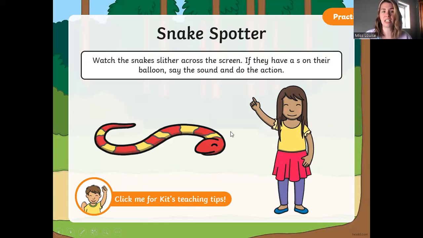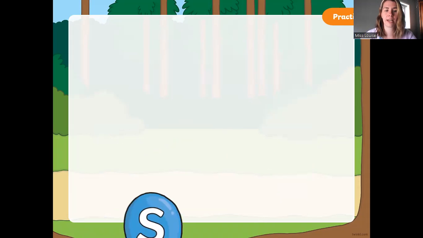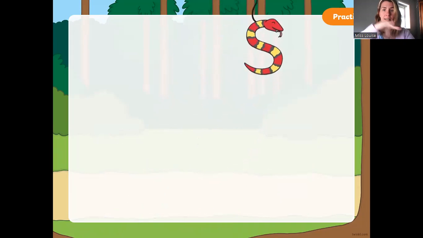So watch the snakes slither across the screen. If they have a S sound on their balloon, say the sound and do the action. Okay, so we're looking for the letter S, snake. If you see it, do the action and say the sound. Okay, so there it is, snake.